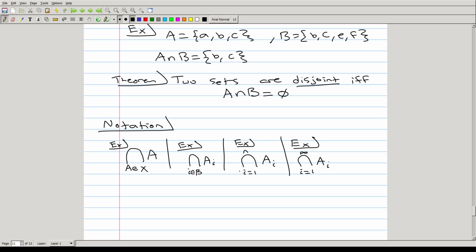This notation right here is similar to the summation notation introduced in a Calculus 3 course, say when you're dealing with infinite series and sequences, or just even finite series and sequences in a Calculus 2 course. So this is very similar to that summation notation, but it's specifically for multiple intersections, and it's similar to that union notation that we introduced before.